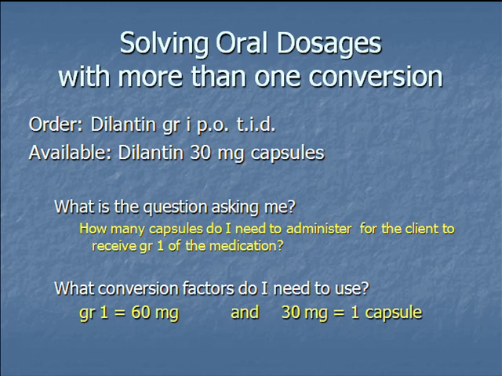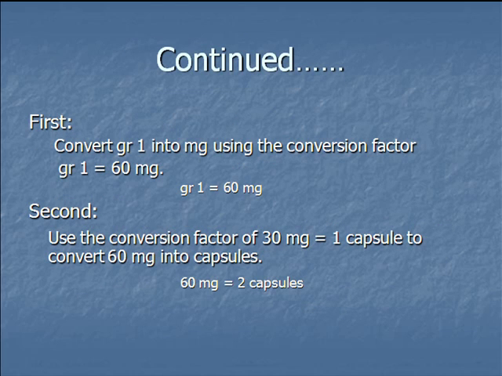1 capsule. The grain 1 equals 60 milligrams is a conversion factor you need to memorize. The 30 milligrams equals 1 capsule we get from the bottle of medication. We will first convert grain 1 into milligrams using the conversion factor of grain 1 equals 60 milligrams. The second thing we will do is use the conversion factor of 30 milligrams equals 1 capsule to convert 60 milligrams into capsules. By doing so, we find that 60 milligrams is equal to 2 capsules.